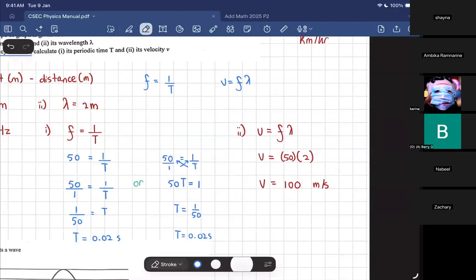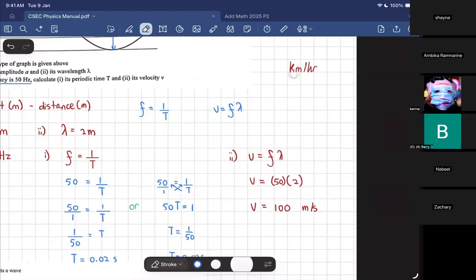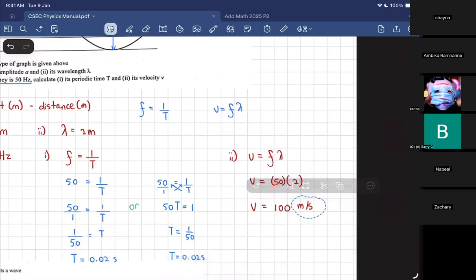So this is how fast the wave will travel in 1 second. So in 1 second, this sound, or whatever wave this is, is going to travel 100 meters in 1 second. That is the speed or the velocity of the wave.